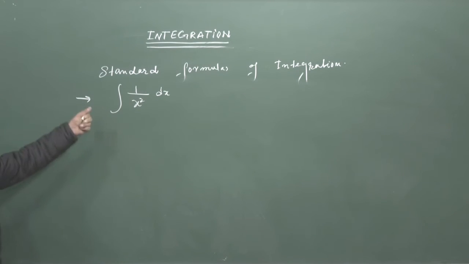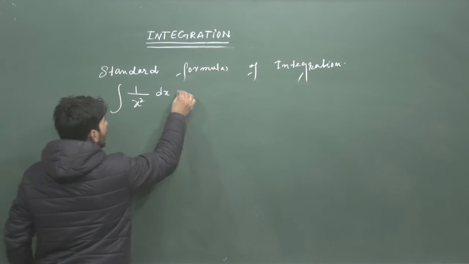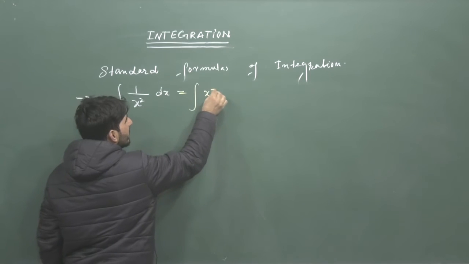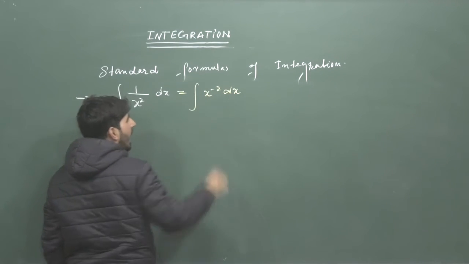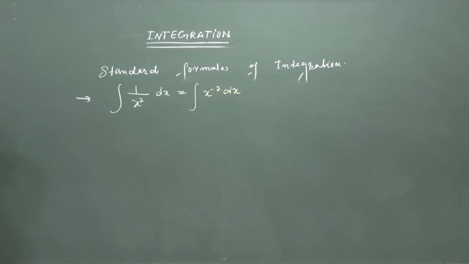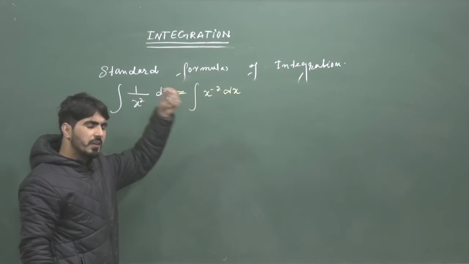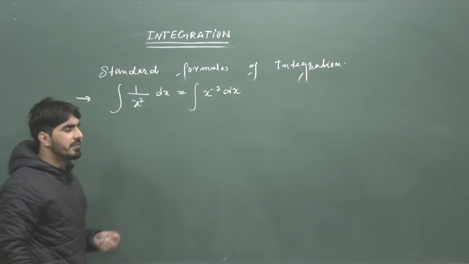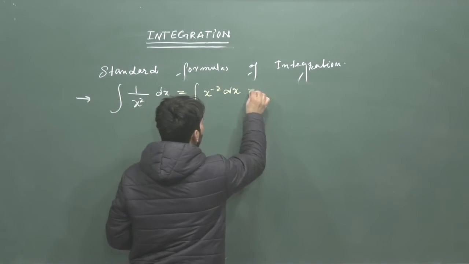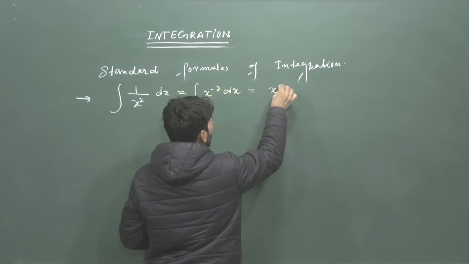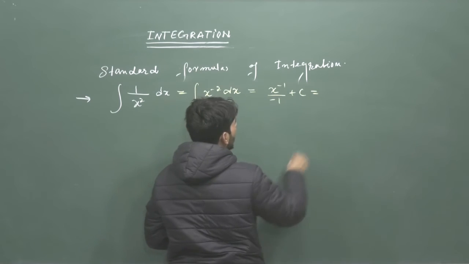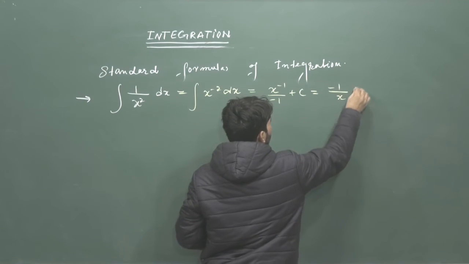So if you have to integrate this function, integration of 1 by x square, rewrite this function in the form of integration of x raised to power minus 2 dx, and use the first standard formula of this function, that is integration of x raised to power n dx. So its integration will be x raised to power minus 2 plus 1 is minus 1 divided by minus 1 plus c, which is equal to minus 1 by x plus c.